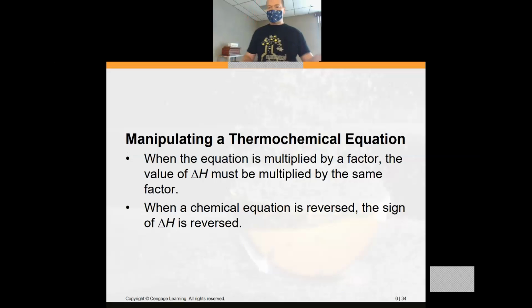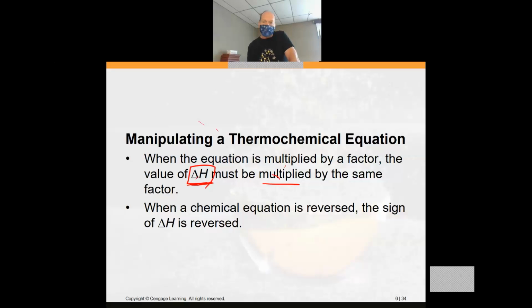All right, we're going to continue on chapter 6. We're going to manipulate our thermochemical equations. Remember that is a balanced chemical reaction that has a delta H value. If you multiply everything through by 2, you must also multiply your delta H by 2. If you're dividing the whole equation by 2, then the delta H must be divided by 2. So whatever you're doing to the reaction, you also have to do to the delta H.